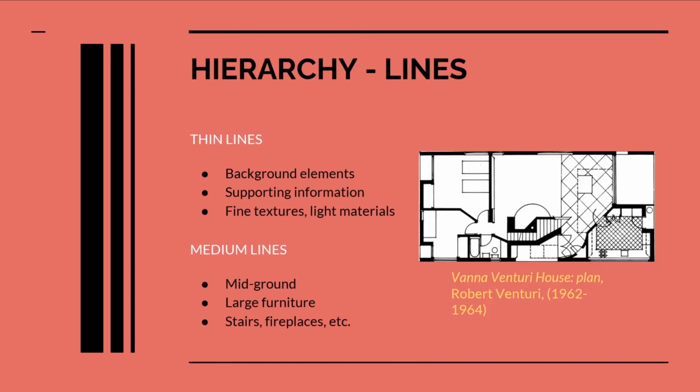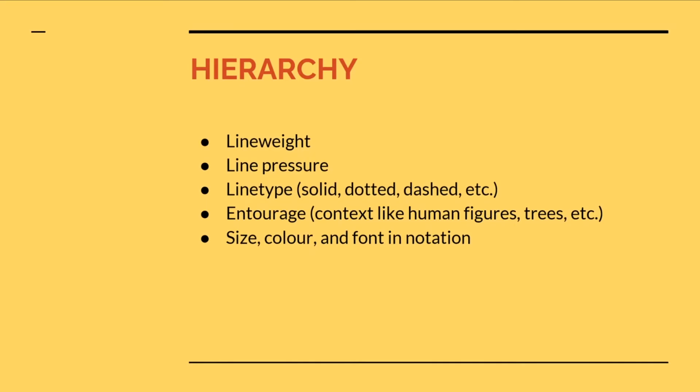The thinnest lines, on the other hand, should be used to describe background elements that are farther away, supporting information, fine textures, lighter materials, everything like that. And a line weight in between might represent things in the middle ground. For example, maybe important pieces of furniture or elements like stairs, fireplaces. Of course, we have different types of lines, so different pressures, dotted or dashed lines to represent hidden objects or objects behind the wall, hidden edges.